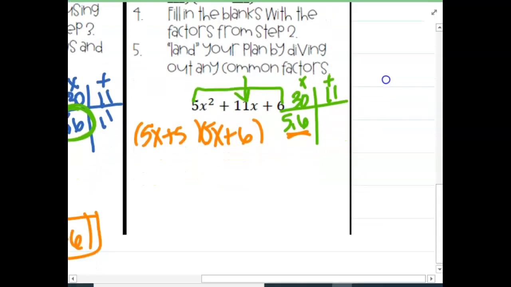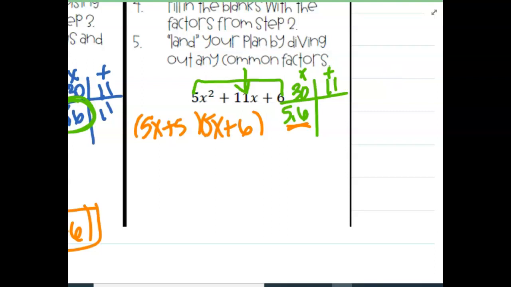Here's how you're going to fix it. The last thing an airplane does, it makes its trip around the earth, and then it lands. In order to land, what does it need? Some wheels, right? So you have to draw the wheels on your plane. So you're going to look at each of these factors. You're going to divide out any common factors. What do 5x and 5 have in common? A 5. What do 5x and 6 have in common? Nothing, right? There's your wheels of your airplane.